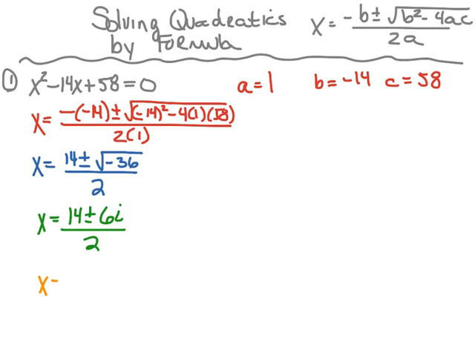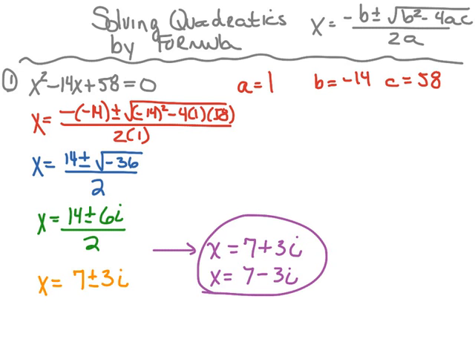Now I'm almost there. The next thing I'm going to do is try to reduce or simplify this. What we're going to do is take that 14 plus or minus 6i and divide it by 2. So 14 divided by 2 would be 7, and 6i divided by 2 would be a 3i. Now so that we can see the two solutions, one of those solutions would be x equals 7 plus 3i, and we have another solution that is 7 minus 3i. These are the two solutions to this quadratic. Notice how the two solutions are imaginary.